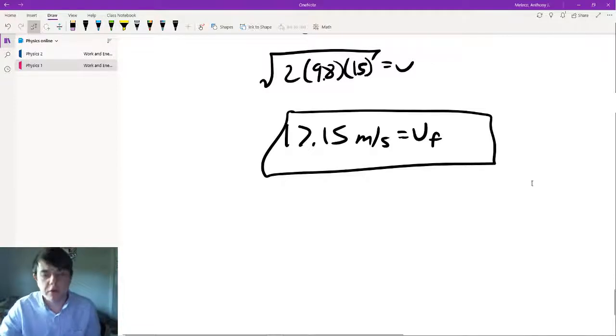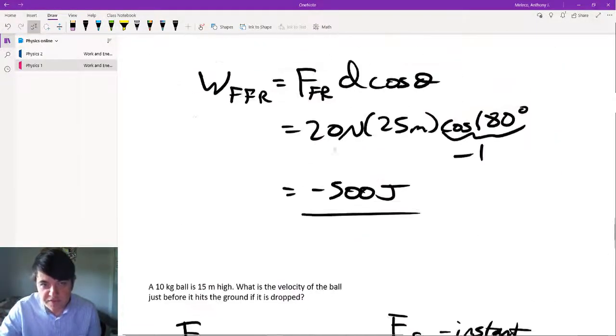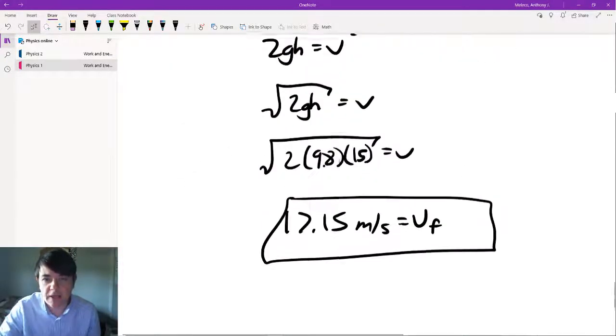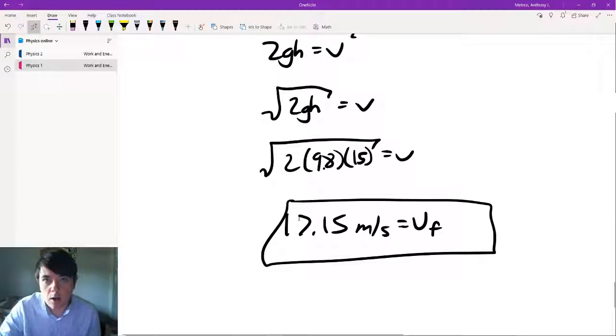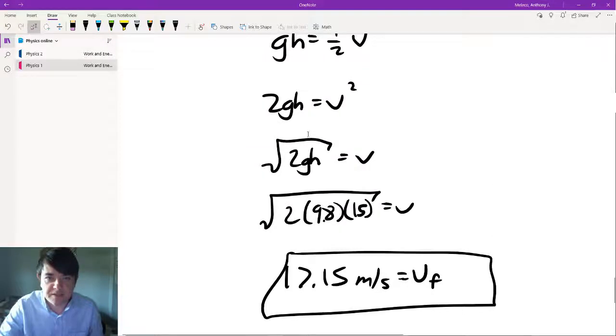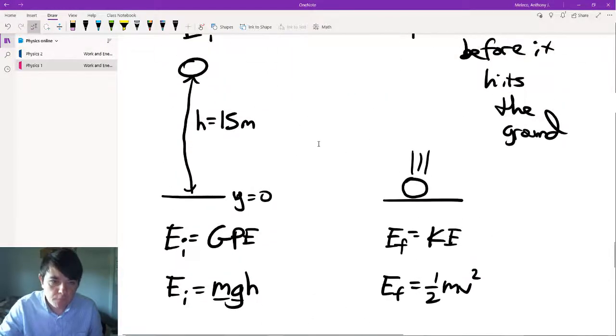If you're actually curious, we solve this type of problem of a ball falling, given this information, with kinematics. And if you solve it with kinematics, you get the same answer. So you can solve this with kinematics as well. We don't know anything about time, but you could probably use the v final equation with position, and it would give you the same equation.